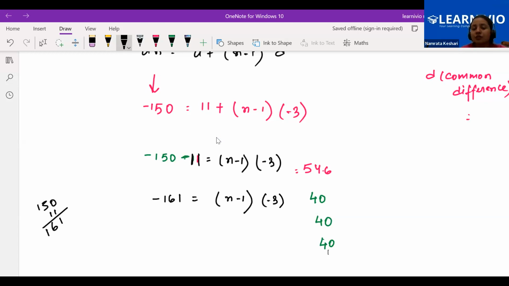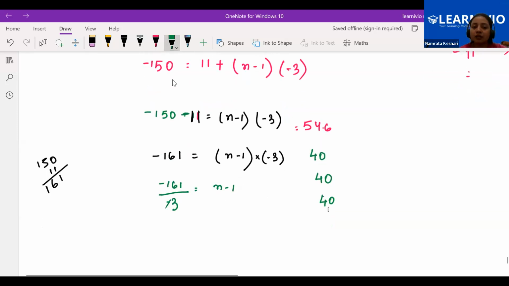This minus 3 we can transpose to this side. Here it's in multiplication, other side it will be in division. Your way of doing the calculation and my way of doing the calculation can be different and it is completely okay. You can first apply the distributive property here and then solve it. But here directly I am shifting this minus 3 to the other side. Both are completely fine. So we will be having minus 161 over minus 3 is equal to n minus 1. Now minus minus will cancel out each other and 161 by 3 we are having.